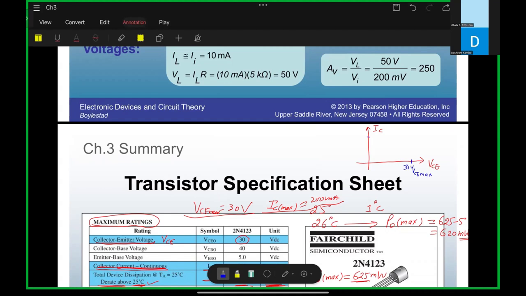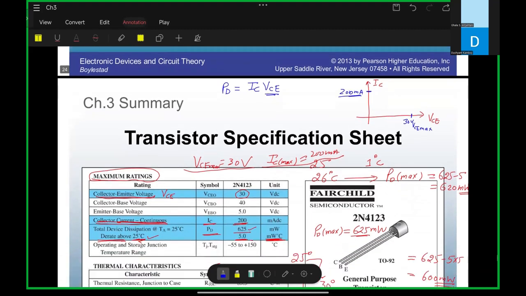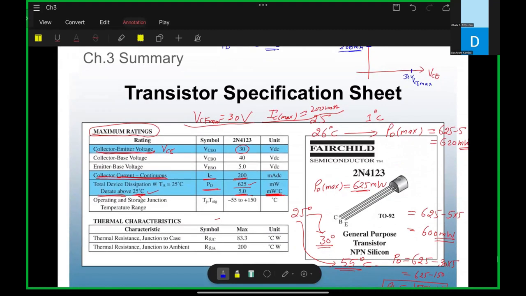Yes. And IC max is how much? That is 200 milliampere. So the power dissipation is equal to what? IC into VCE, if you remember that formula. So first, whenever your current is maximum, we have to calculate the VCE. So power dissipation is how much we calculated here? That is 475, right?